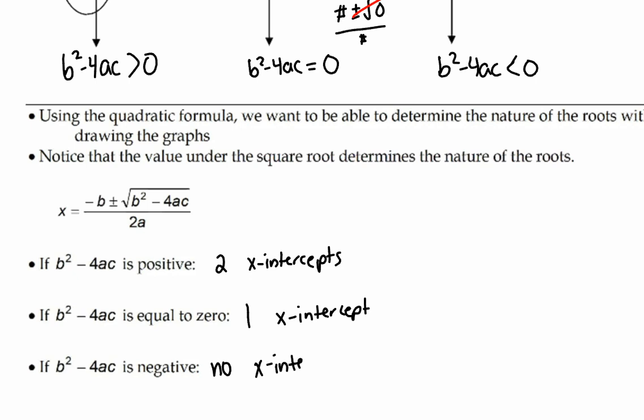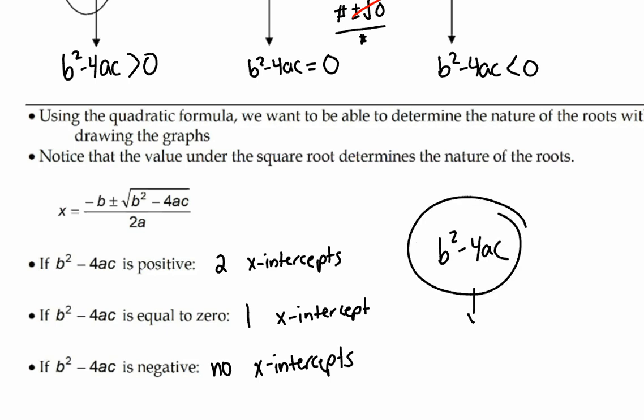Okay, so b squared minus 4ac, its name is called the discriminant, because it discriminates. Right? It's going to discriminate and tell you whether you're going to have 0, 1, or 2 x-intercepts.